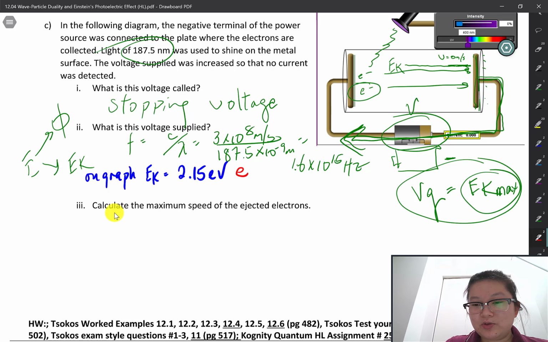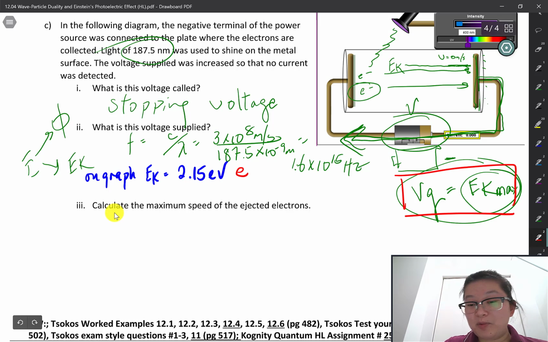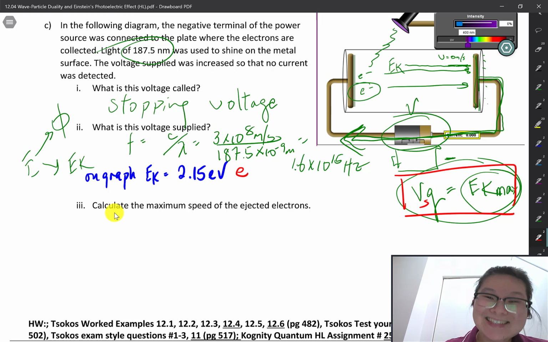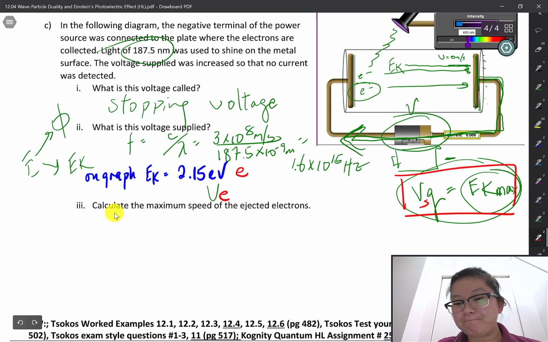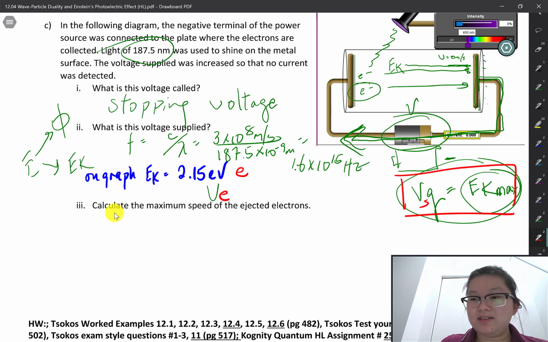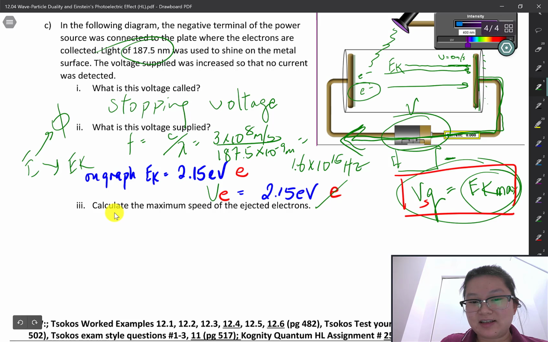EK is equal to the stopping voltage times the charge, which in our case is an electron. So if we use V, and I'll use Q here as an electron charge, this is going to be equal to 2.15 eV times e itself. And the nice thing is that these are going to cancel out very nicely. And of course the units are going to stay behind.